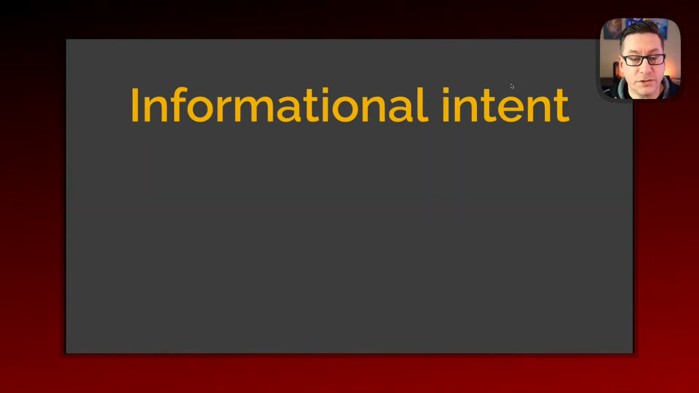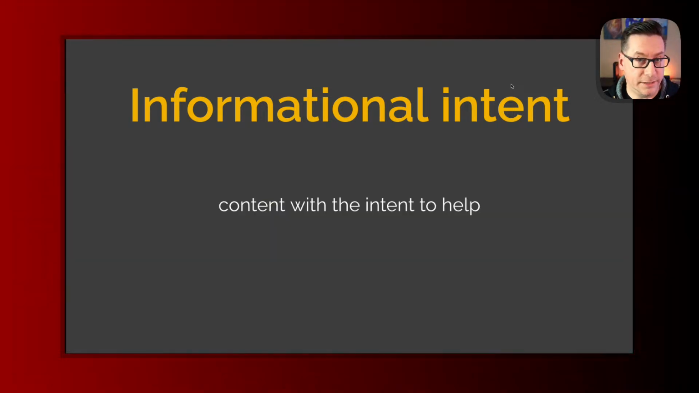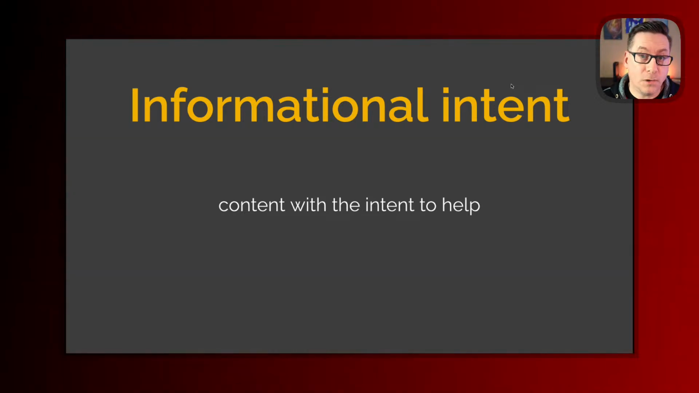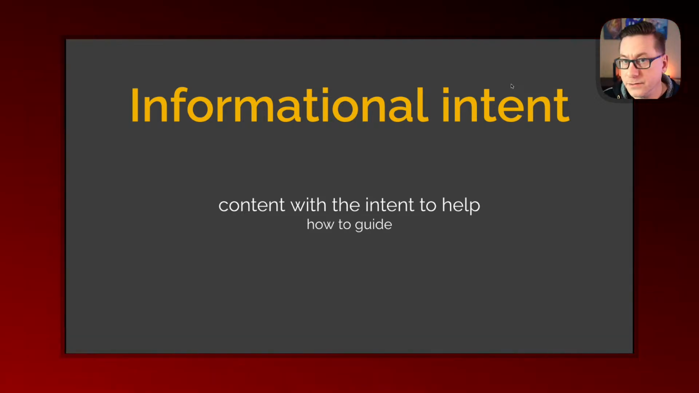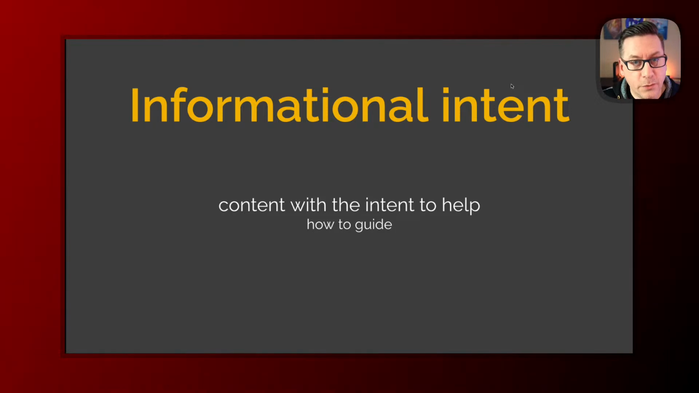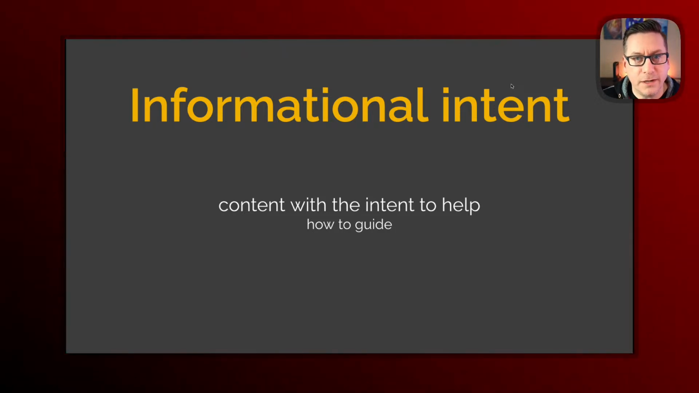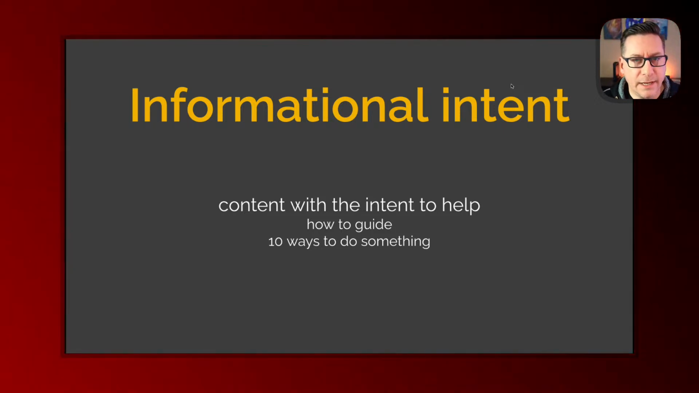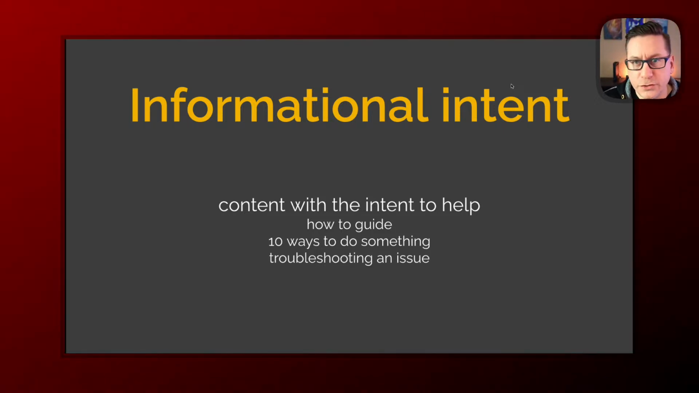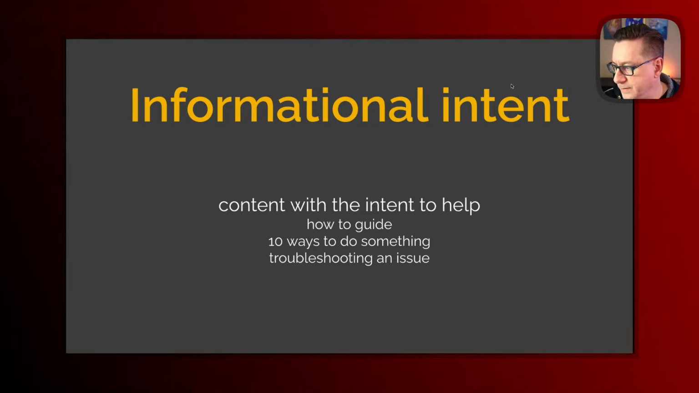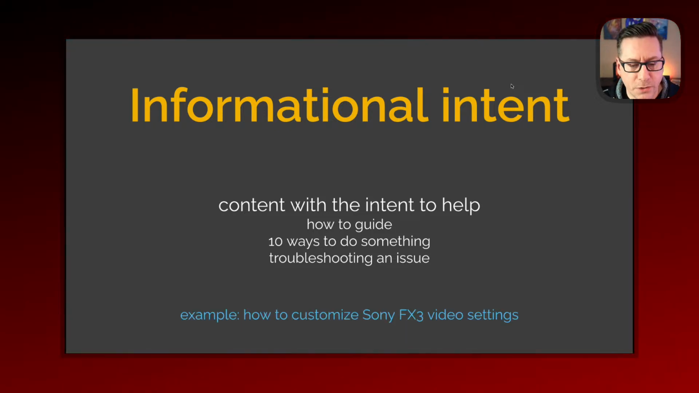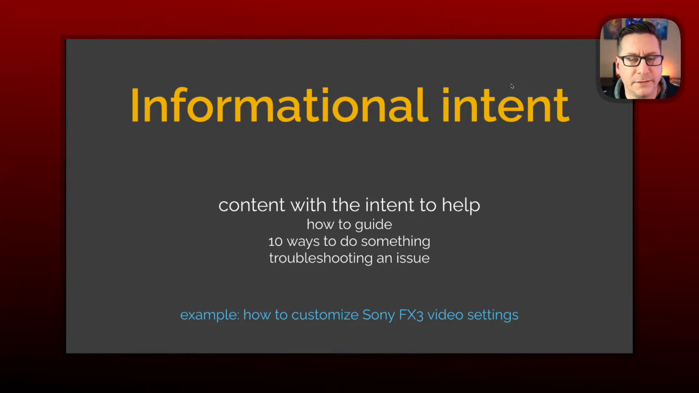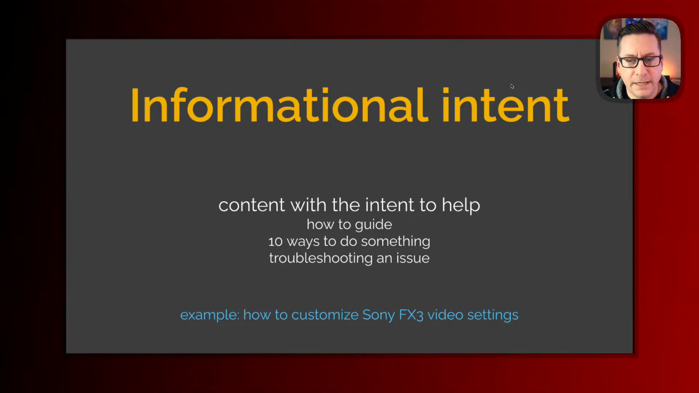Commercial or keyword number two would be informational intent. For example, content with the intent to help or aid someone, such as a how-to guide, like how to install resin countertops in a small kitchen, 10 ways to do something, so kind of like a listicle style thing, troubleshooting an issue, and other elements like that, right? So for example, how to customize Sony FX3 video settings, right? That's our example of informational intent.